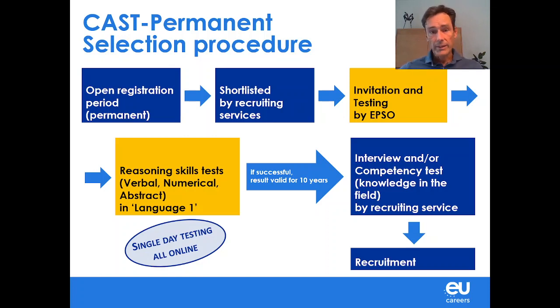And the good news then is that whenever you would be shortlisted again in future by another recruiting body for another vacancy, you do not have to resit your tests. The results of your tests stay valid for the next 10 years. So once you are shortlisted again, you can go straight to the interview, and if successful, you can be hired as a contract agent. I hope this was clear.